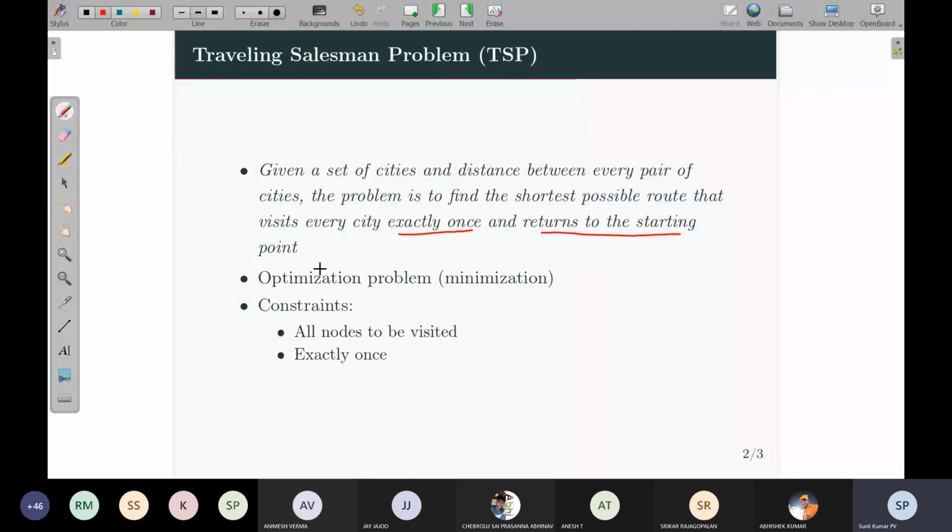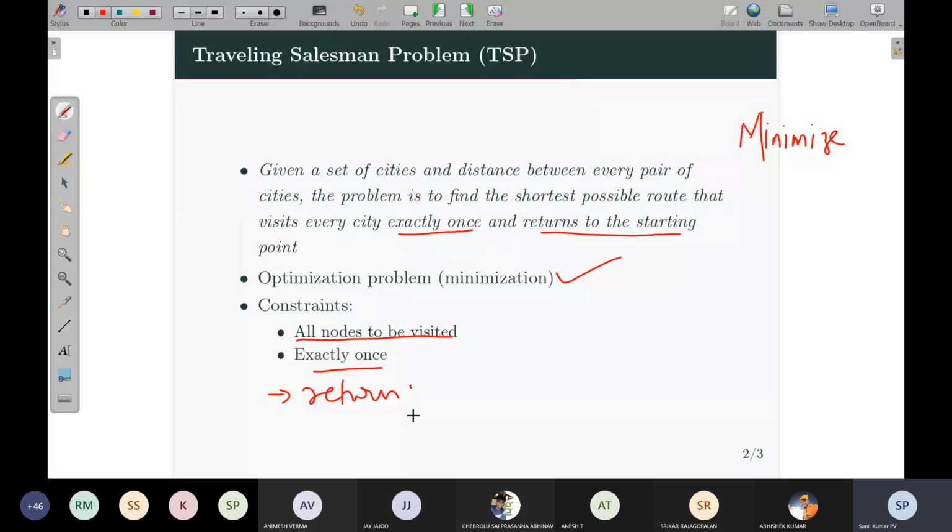So this is a typical optimization problem, and here the problem is maximization or minimization. This is minimization because we need to minimize the distance traveled by the salesman. We have the constraints: all nodes have to be visited, he is not supposed to skip any of the nodes. That is one constraint. The second constraint is he has to visit each exactly once. And maybe you can add one more constraint that he should return to the starting point. So only the starting point can be visited twice, while starting and while ending the trip.